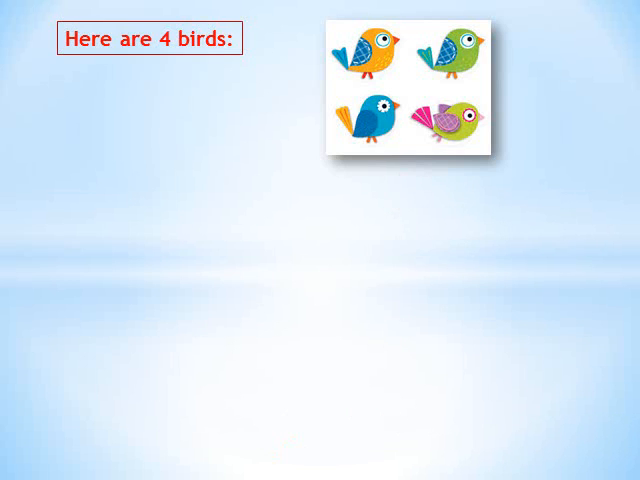Here I have 4 birds. Now I want to get 1/4 of these 4 birds. How do I get 1/4?